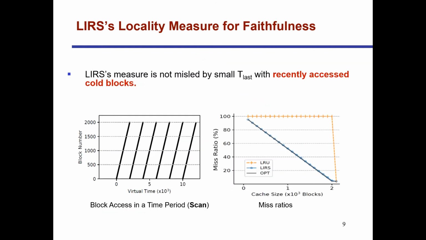Now let's see the scan access pattern again, with its locality measure to distinguish cold and hot blocks. LIRS can consistently choose cold blocks for replacement and not be misled by small t-last with recently accessed cold blocks. And we can see that its miss ratio is as good as OPT's.